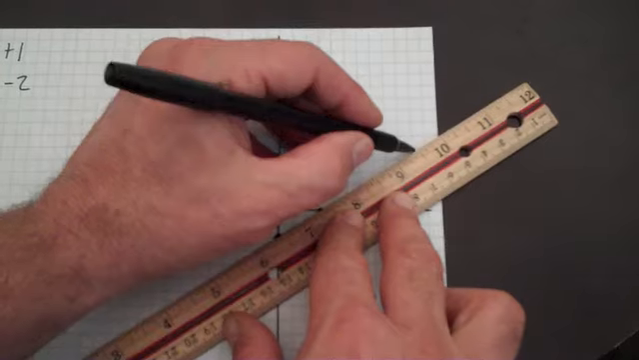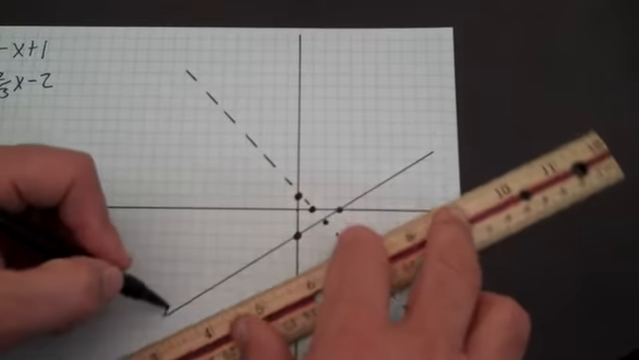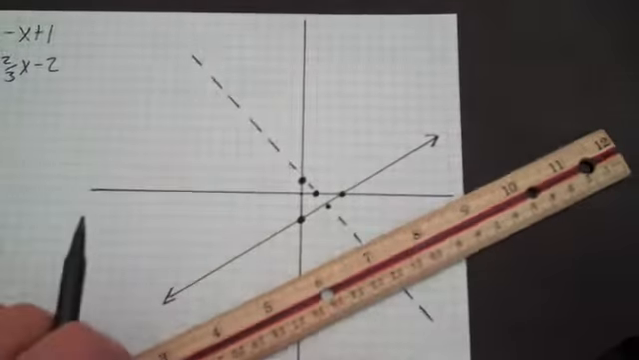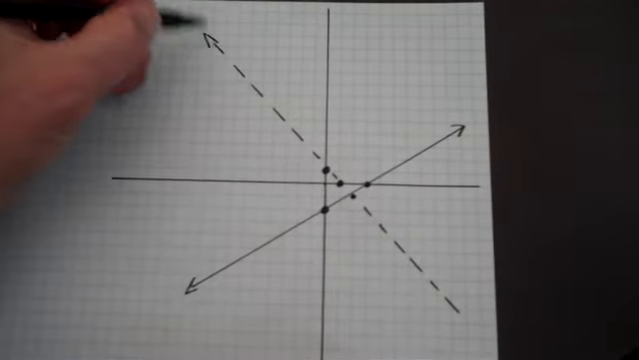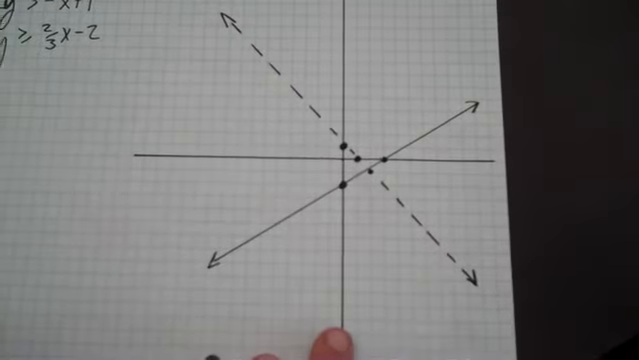Why are you using a ruler? You have to use a ruler. Never, ever draw a line without a ruler. If you do that on a test, you get that question wrong and the question after it's wrong.